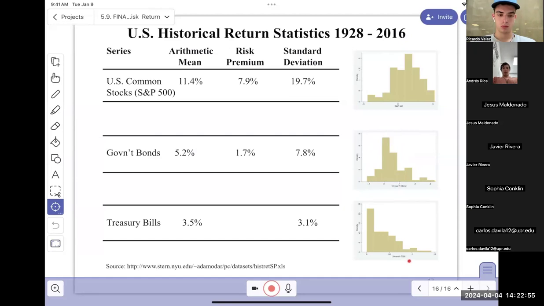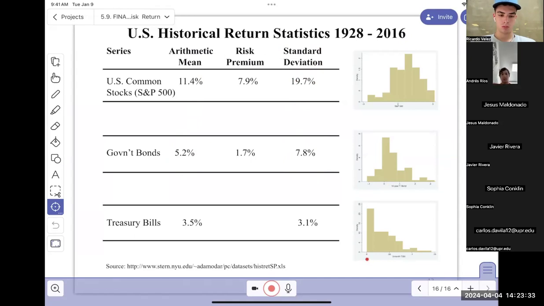Here are treasury bills. I just want to point out, here's the 0. So it looks like the mean is slightly above 0 for government bonds, and here's the average, 5.2. Significantly lower, it's half of stock returns, but accompanied by less volatility. And something we're going to talk about later is this relationship between risk, the standard deviation, and return, the arithmetic mean. Again, we're doing this for symmetric data.